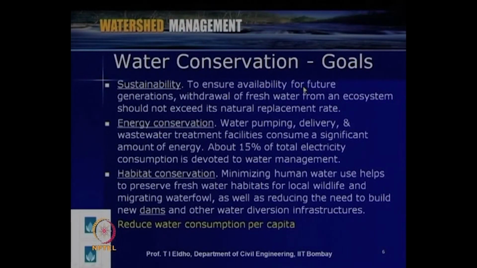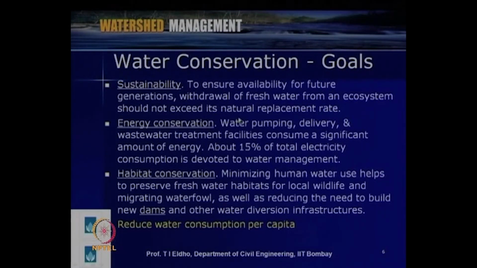As far as water conservation goals are concerned, as we discussed earlier, this is the issue of sustainability. The system, say a watershed or the available water resources, should be sustainable. So, we have to look into the sustainability issues when we look into water conservation. Sustainability means to ensure availability for future generations, that means the withdrawal of fresh water from an ecosystem should not exceed its natural replacement rate.